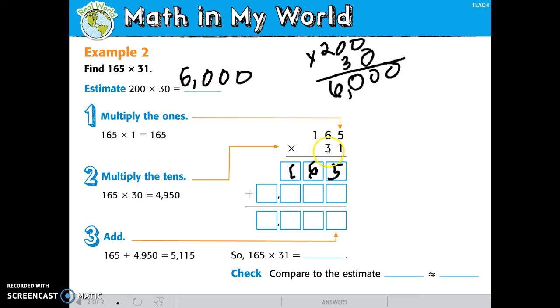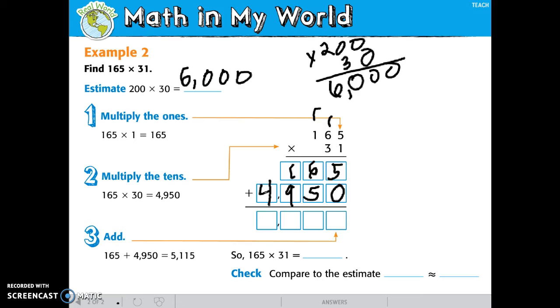Our next step is to multiply the tens. So we need to put our 0 here to remember that we are multiplying in the tens place, not the ones place. Then 3 times 5 is 15. Carry your 1. 3 times 6 is 18, plus 1 is 19. Carry your 1. 3 times 1 is 3, plus 1 is 4.